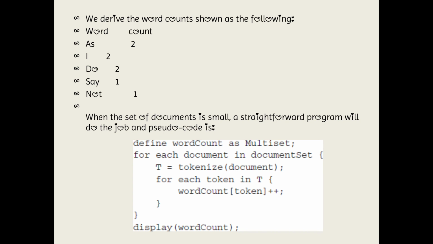When the set of documents is small, a straight program will do the job, and pseudocode. Here the pseudocode is given. What is that pseudocode? Define word count as multiset. For each document in document set, T equal to tokenized document. For each token in T, word count token plus plus. Display word count. So this is the pseudocode for word count program. I took only a small sentence, so for that small sentence, this is the pseudocode for word count.